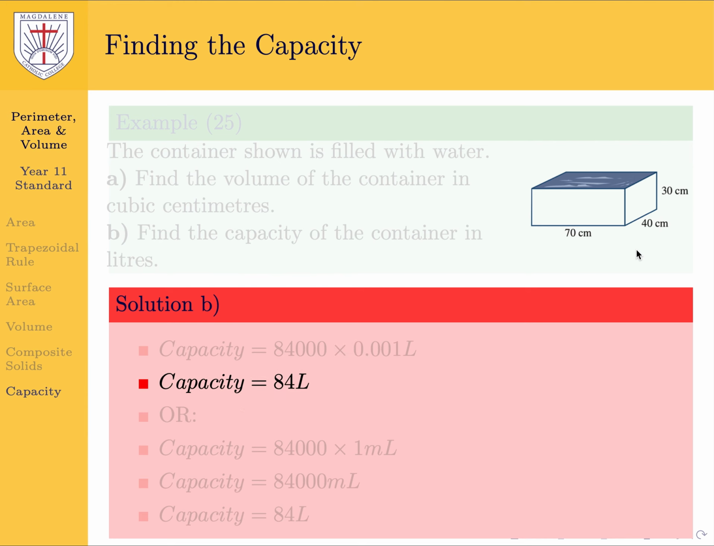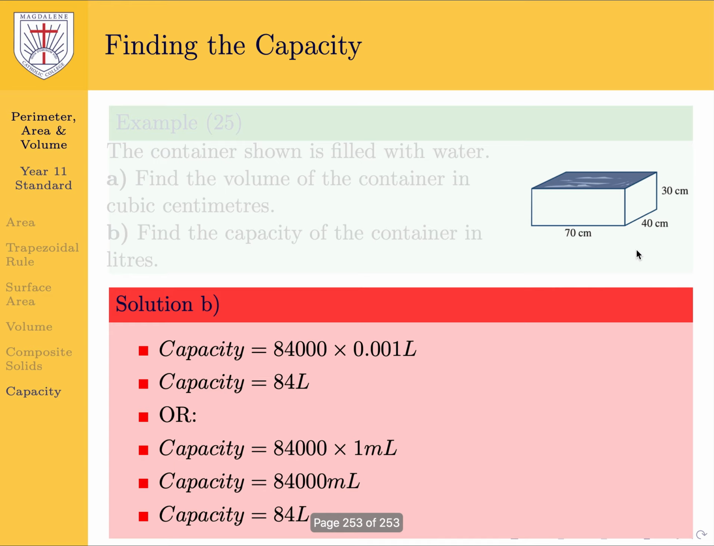But another way of going about it is looking at the capacity is 84,000 cubic centimetres, times it by 1 millilitre, which means that it's 84,000 millilitres. And then to convert that to litres, we divide it by 1,000 and we get 84 litres.